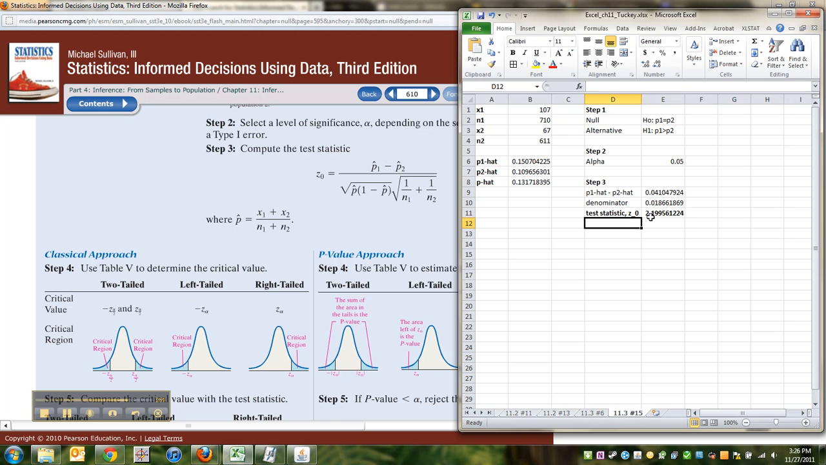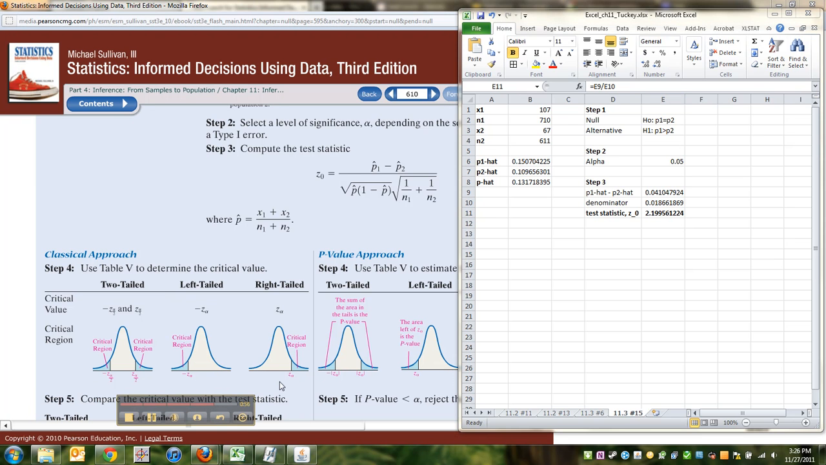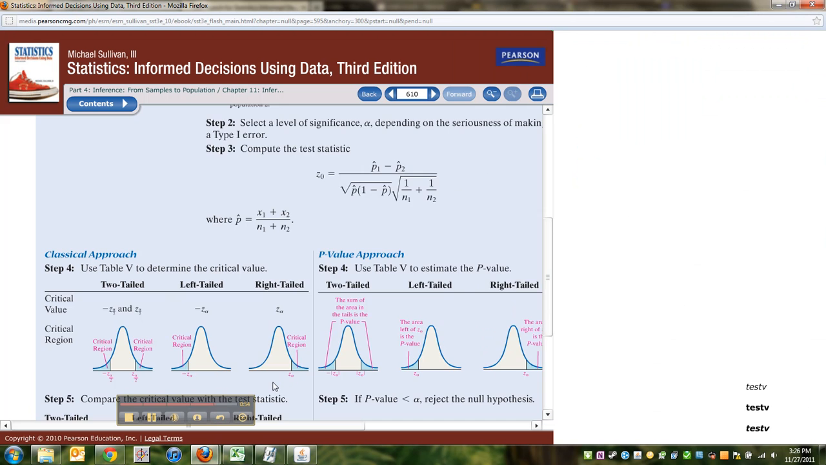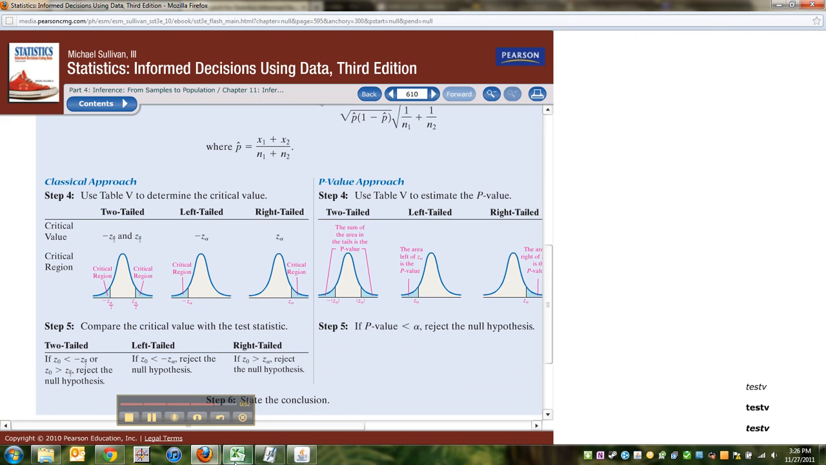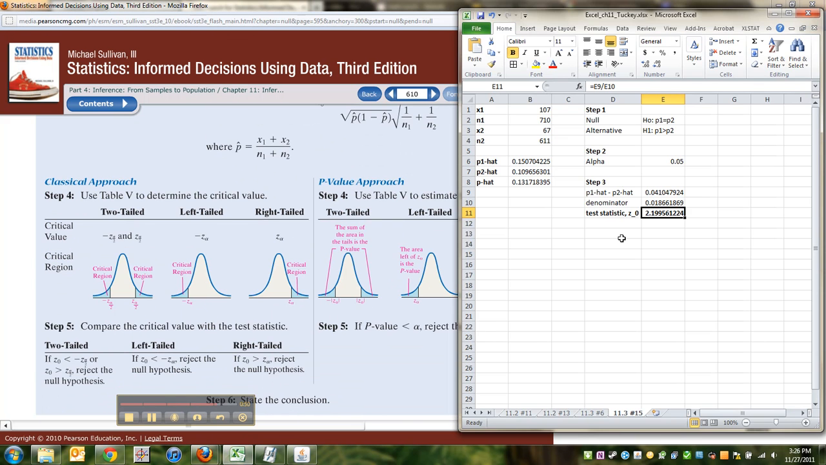Now, it shouldn't be any great shock that it's positive because this is a right-tailed test, right? All right, so now if we look here at the critical region, we can see that we're going to need Z alpha in order to find it. So that's step 4, the critical value. If we're doing classical, which I am right this second.